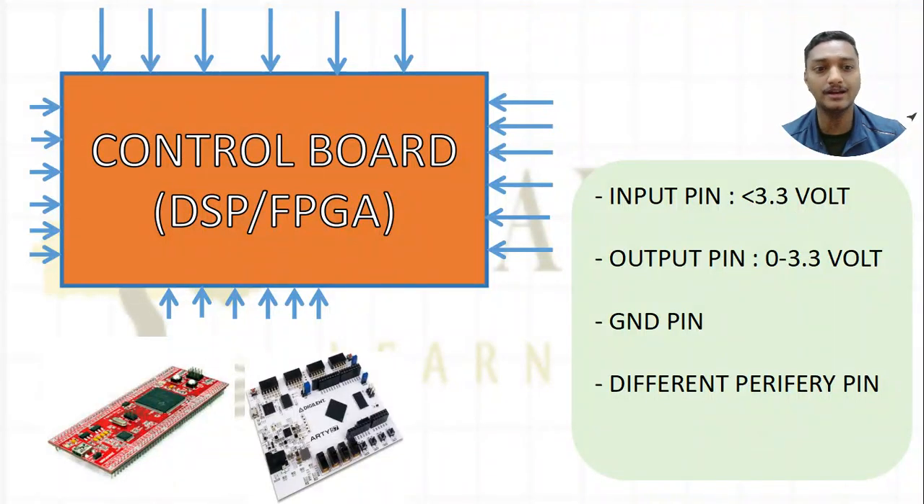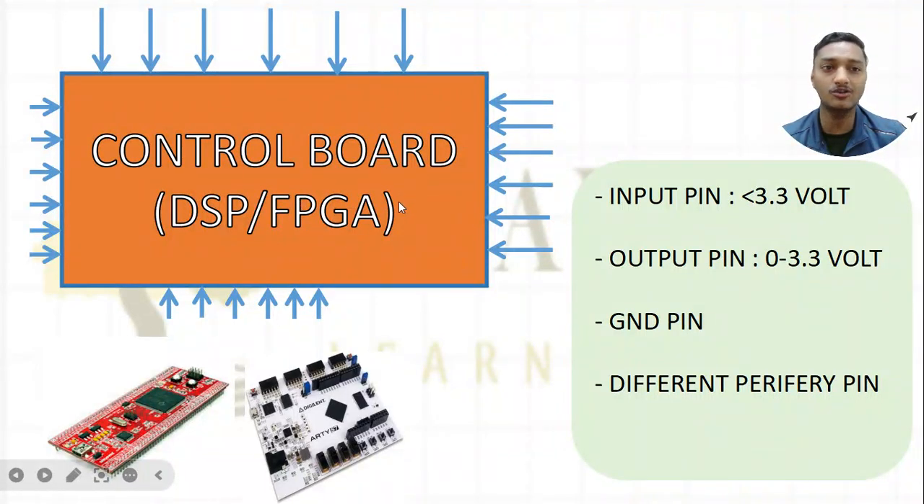Its output pin again has a requirement of the voltage 0 to 3.3 volt. So whatever PWM is generated, that is again between 0 to 3.3 volt, and then we will pass it through our gate driver, which will amplify our controller signal. We have made one dedicated video on gate driver, where we studied the requirement of gate driver and all those things. So this is about the control board.